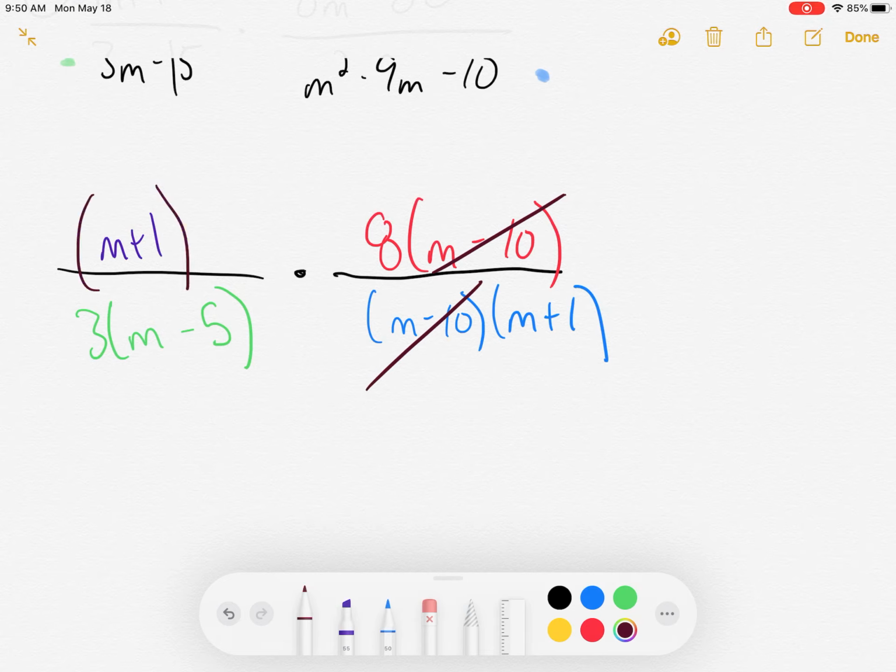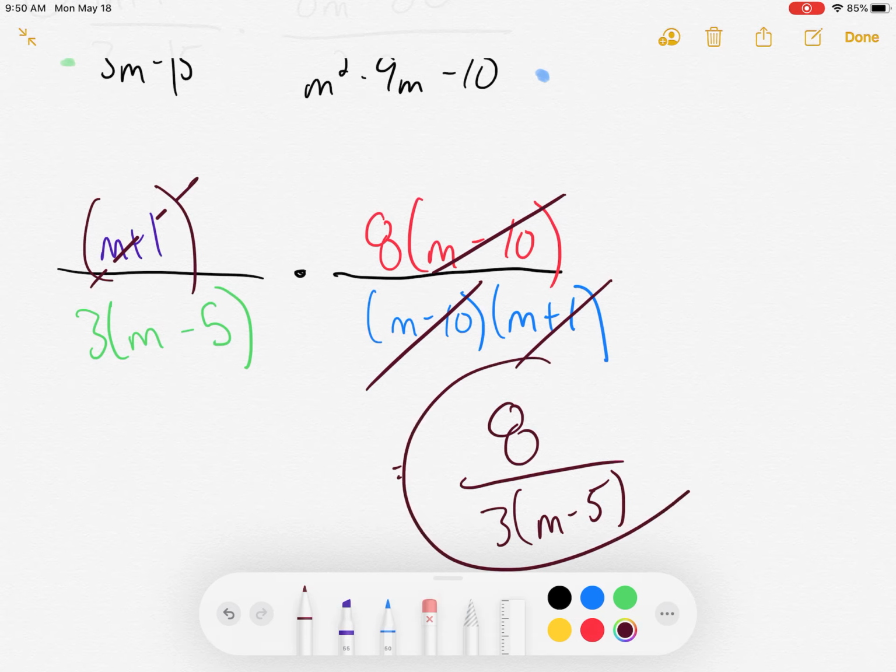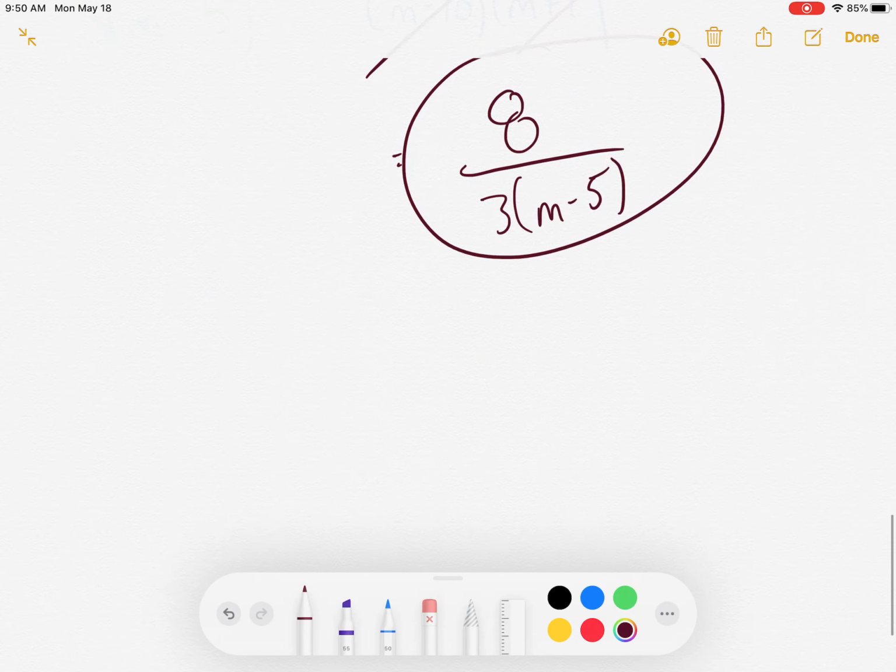Bye-bye. Now, again, you can actually add parentheses around the entire thing. You can't just add parentheses around one term and put them where you want, but you can put them around the entire thing. So now I have m plus 1, m plus 1. What's left on top? 8. What's left on bottom? 3 times m minus 5.